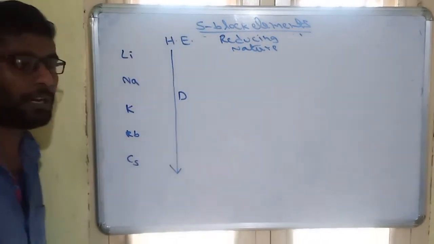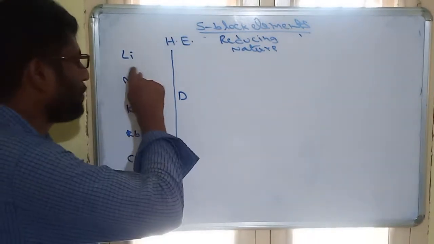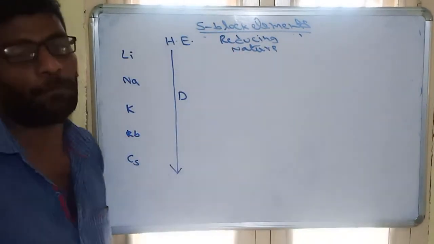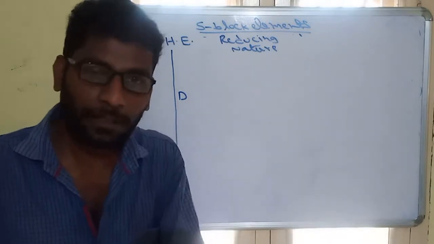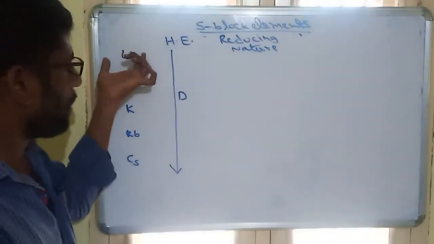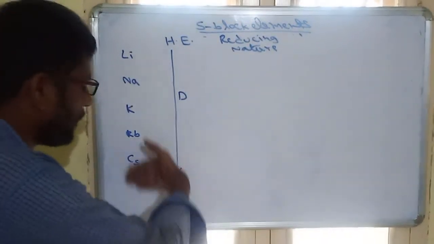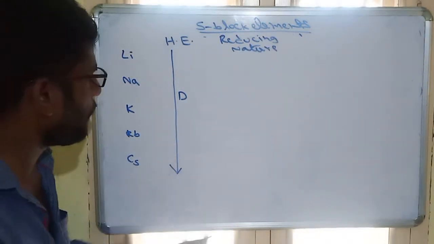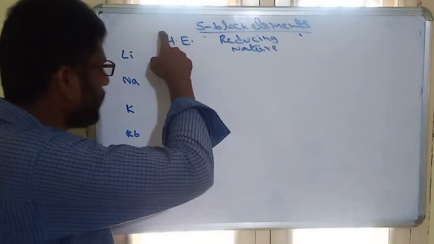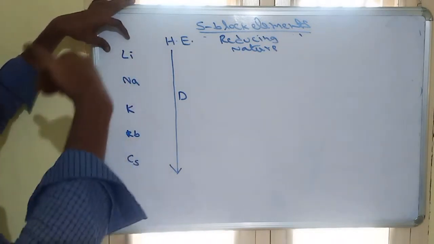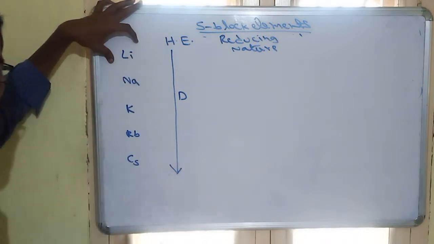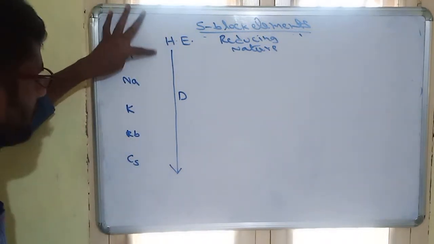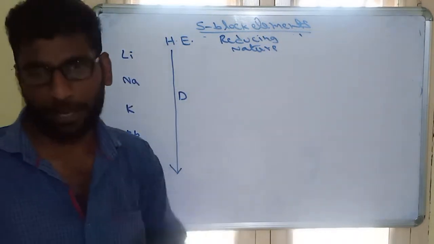So the least reducing should be lithium. But lithium is the strongest reducing agent in the s block. Why? That is due to its hydration enthalpy. Because of high hydration enthalpy in solutions, lithium easily forms ions when compared with the remaining. So because of high hydration enthalpy, lithium is a strong reducing agent. Except lithium, the remaining increase in reducing nature from top to bottom. Lithium is the only exception because of very high hydration enthalpy.